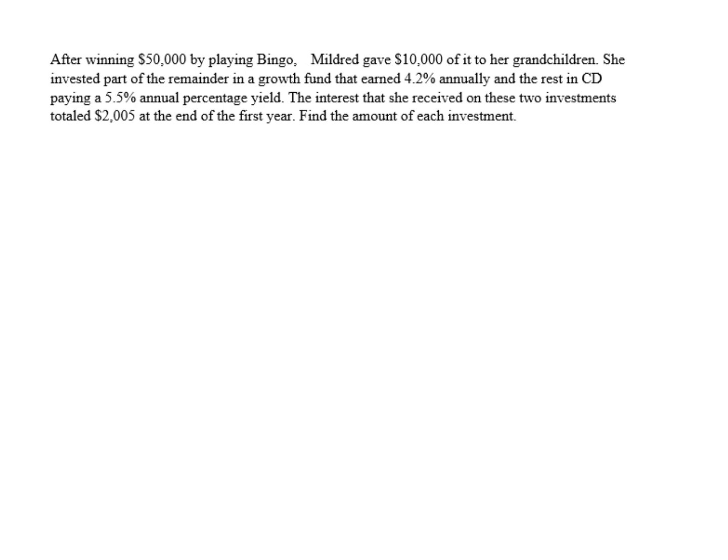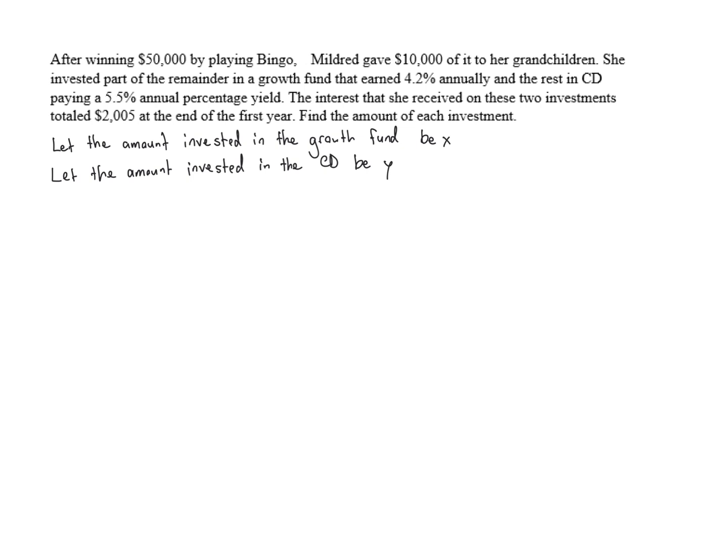We need to start with our let statements. What should our let statements be? Since they're asking us to find the amount of each investment, we'll let the amount invested in the growth fund be X and the amount invested in the CD be Y. Next, we need to make a table to organize our information.